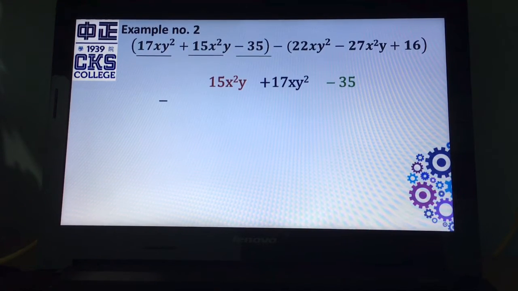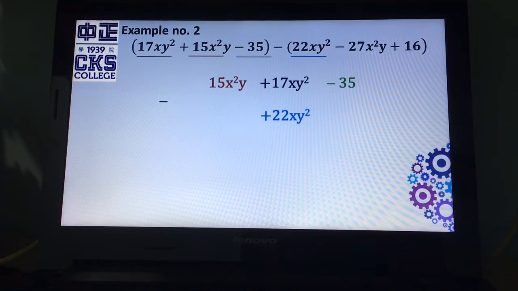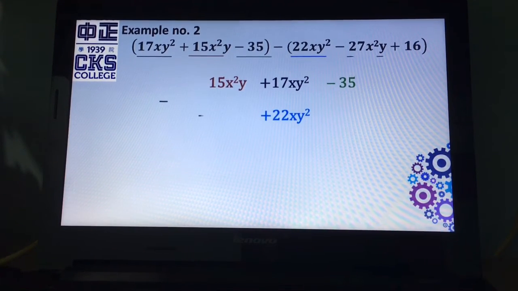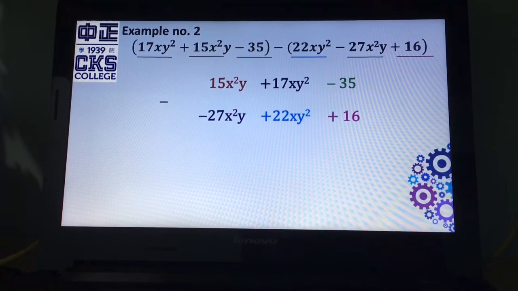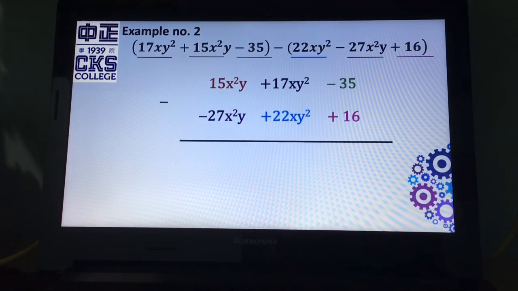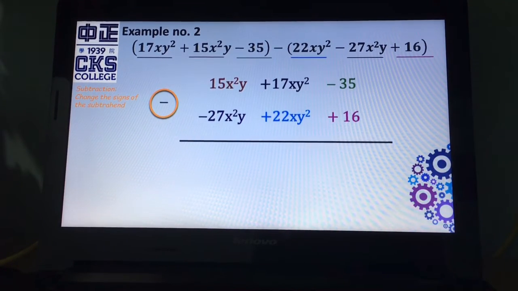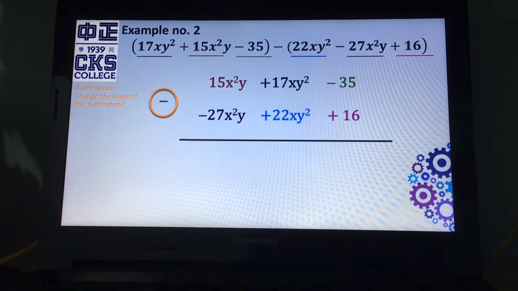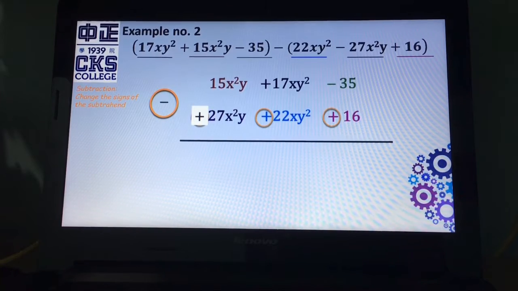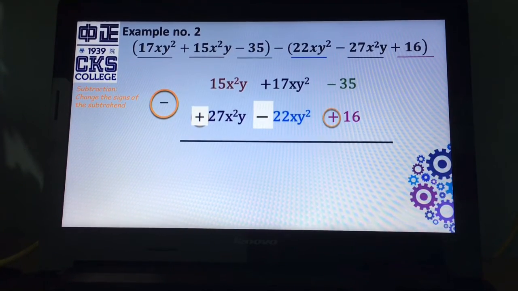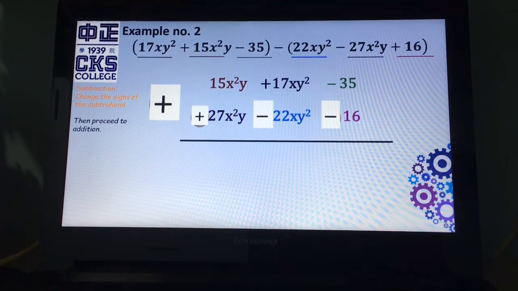So we'll be subtracting 22xy squared. You will write it there because they have the same variables. Then minus 27x squared y, then plus 16. So we're going to subtract those 2 expressions. Now, in subtraction, you always change the signs of the subtrahend. So that would be positive. Positive will become negative, and positive 16 will become negative 16. Then you proceed to addition.